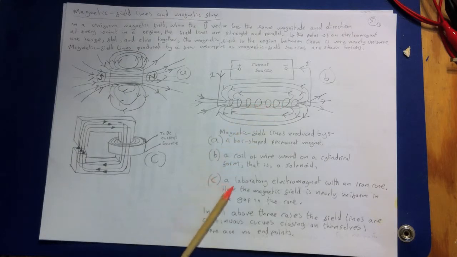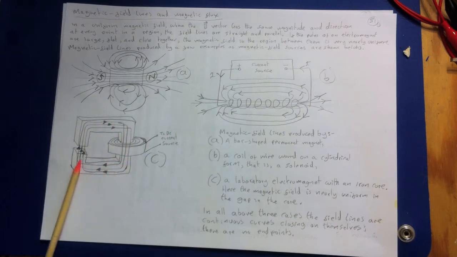And then finally C, a laboratory electromagnet with an iron core. Here the magnetic field is nearly uniform in the gap in the core. So here we've got this, and you can see here that the field lines are going round. This is a coil here connected to a battery, and it's causing these field lines. And you can see here between the poles, you've got a uniform field.